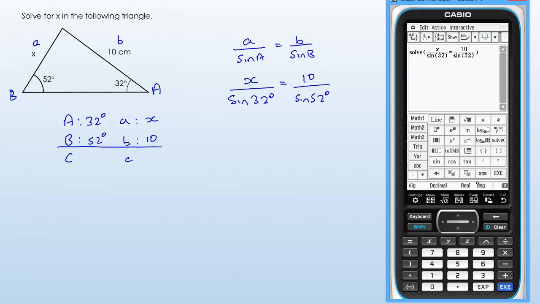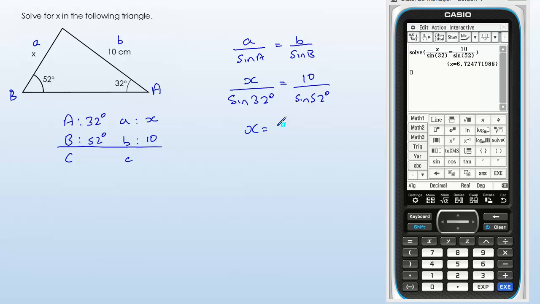Always just make sure your calculator's in degrees, especially if you've lent it to somebody else. So always make sure it's in degrees before we do this. And then we'll execute. And it gives us 6.72. And that would be in centimeters to 2 decimal places.